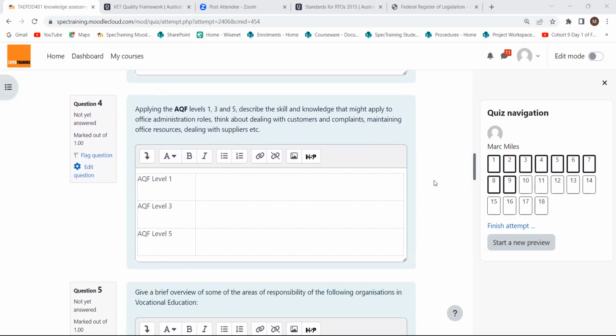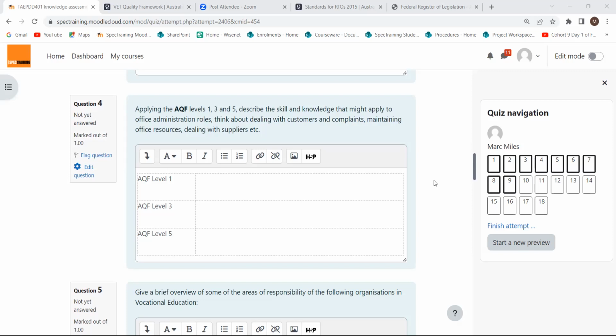Okay. Coming down, we've got question 4 here. It says, applying the AQF levels 1, 3, 5, describe the skill and knowledge that might apply to someone in an office administration role. Think about dealing with customers and complaints, maintaining office resources, dealing with suppliers. All right. So just to give you a broad overview, we could generally say that AQF level 1 is very simply do the task and regurgitate the information. So we could say AQF level 1 would be making meeting minutes. It could be taking very basic orders over the telephone. It could be receiving deliveries at a shop or at a business, those kind of things, right?